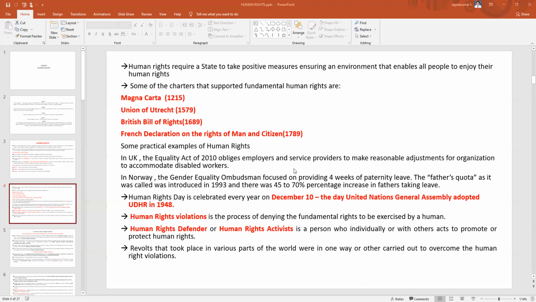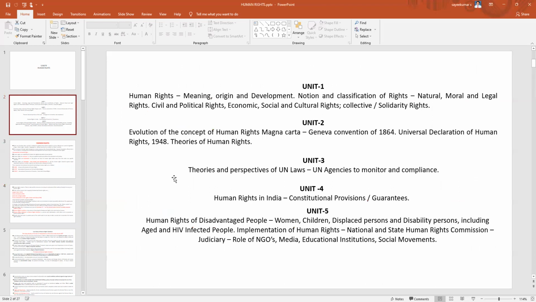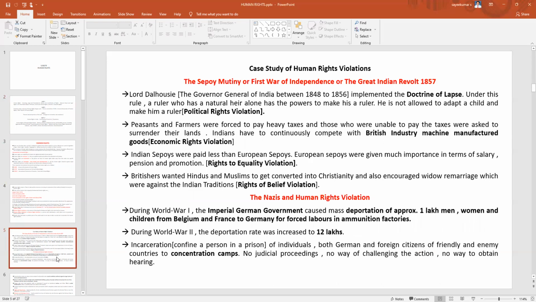And there are several different types of human rights. So what are the different types of human rights? Natural rights, moral rights, legal rights, civil rights, political rights, economic rights, social rights, cultural rights, collective or solidarity rights. So these are the different types of human rights. And let us go with a case study of human rights violations.